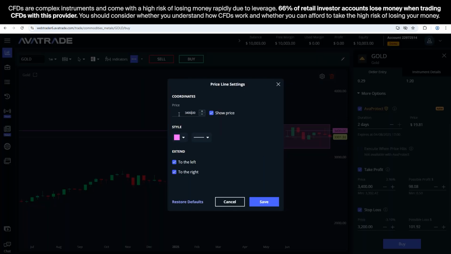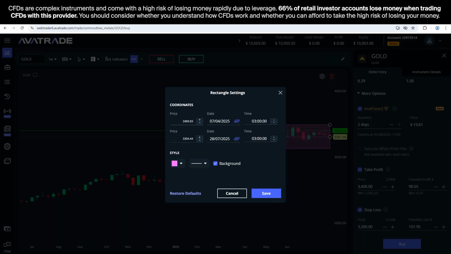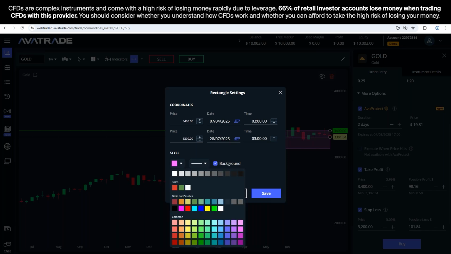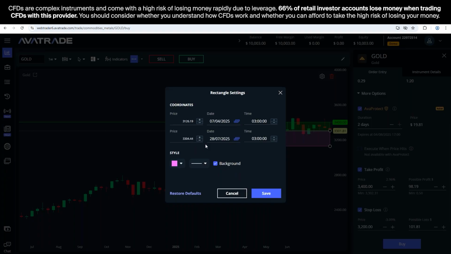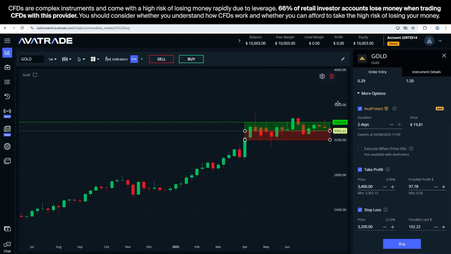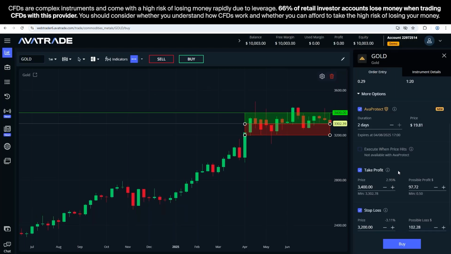So this was 3,400. This was green. Yeah, currently 3,300. Now, this is an excellent example of a position that we've designed that doesn't require me to spend a minute on the chart because of the way that it's constructed.